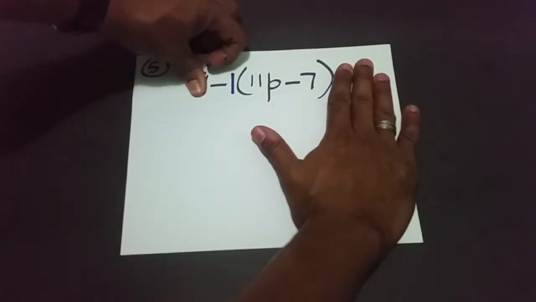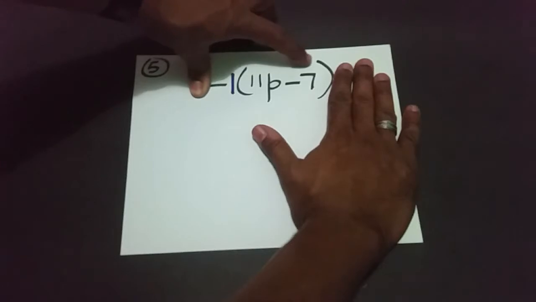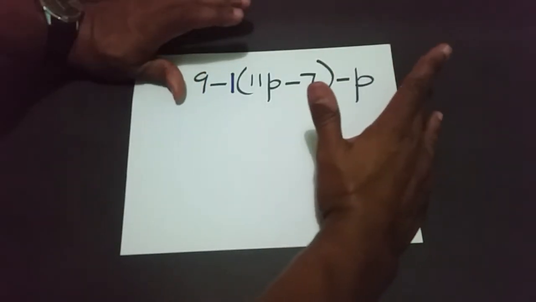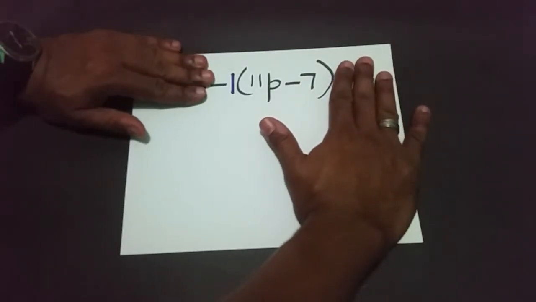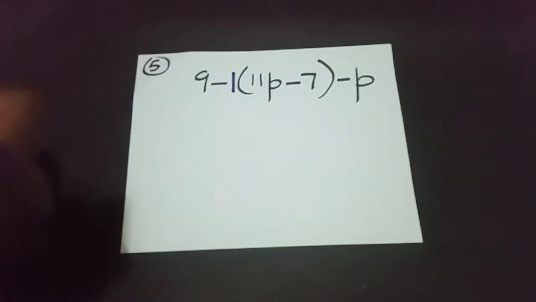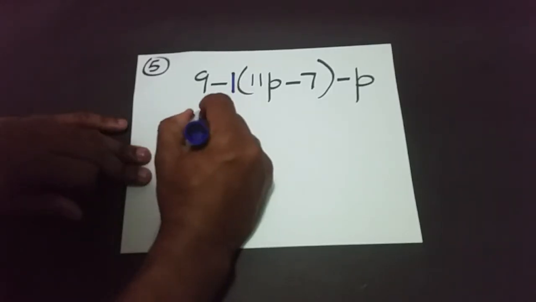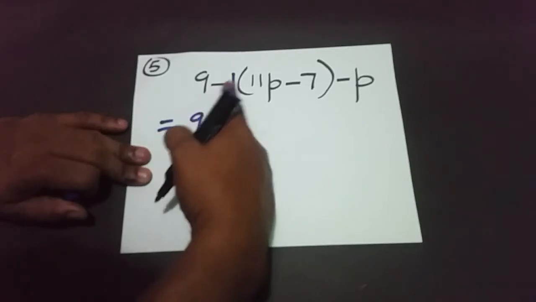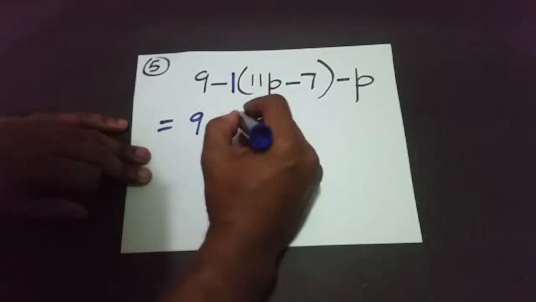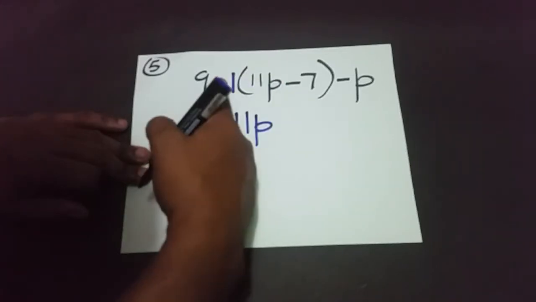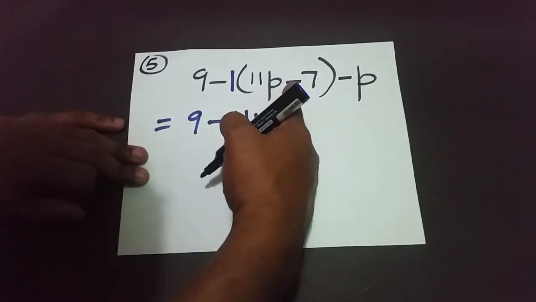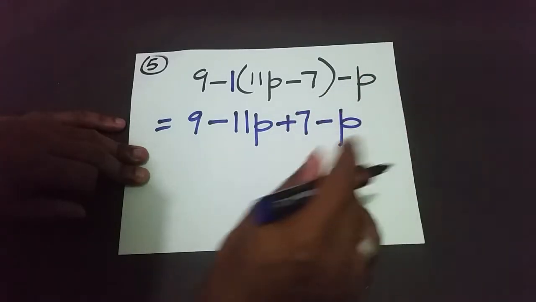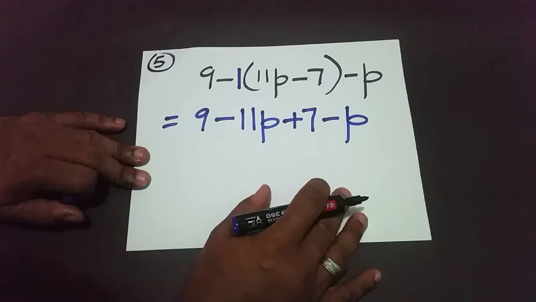So what is going to happen is that minus 1 is going to multiply positive 11p and minus 7 in there. That is what the expansion is all about, and these guys are on the outside. You just put them back and then simplify afterwards. So, again, the 9 is not involved in expansion. Then we can go ahead here. Negative 1 times positive 11p is negative 11p. Negative 1 times negative 7 is positive 7. And minus p comes back because it was not a part of the expansion. It was on the outside of the bracket.